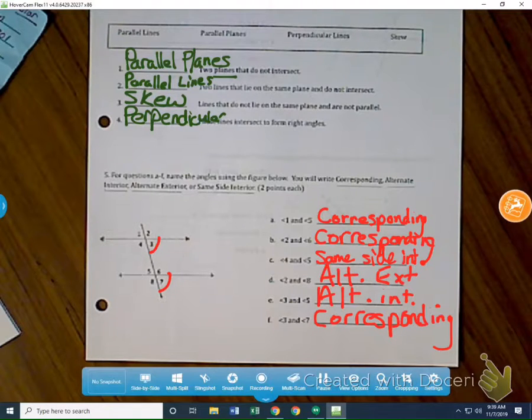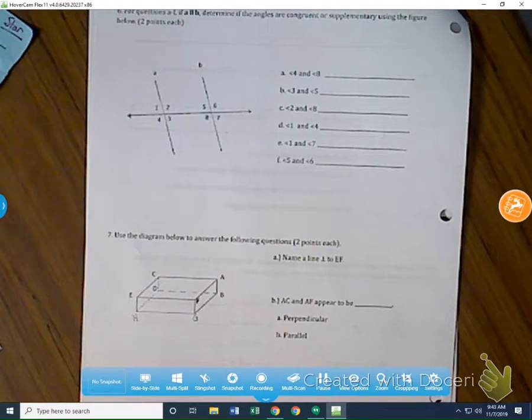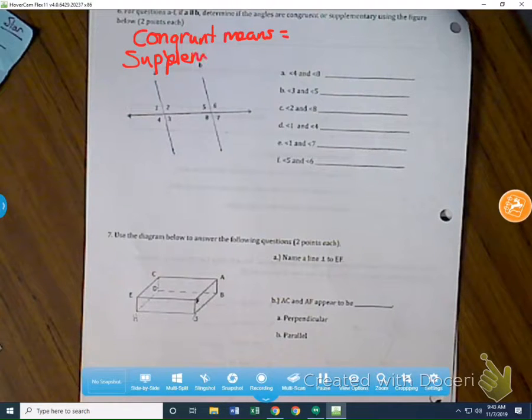Does that make sense? So congruent means they're equal to each other. So congruent means equal. What does supplementary mean? Yeah, adds to 180. They add to 180.